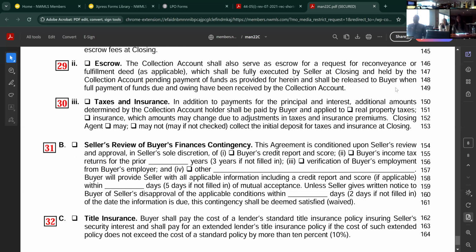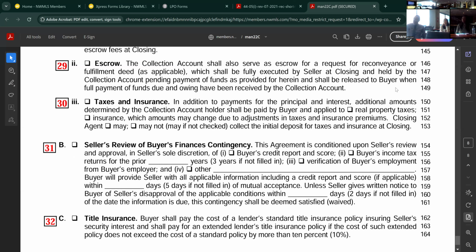If you can go off just your tax returns for last year. Verification of buyer's employment from buyer's employer, and either that or other, whatever else you want to put on there. Buyer will provide seller with all applicable information, including credit report and score if applicable, within 5 days of mutual acceptance, unless seller gives written notice to buyer of seller's disapproval of the applicable conditions within 2 days, if not filled in, of the date the information is due. This contingency shall be deemed satisfied or waived. I think the dates and timelines for those are a good amount.